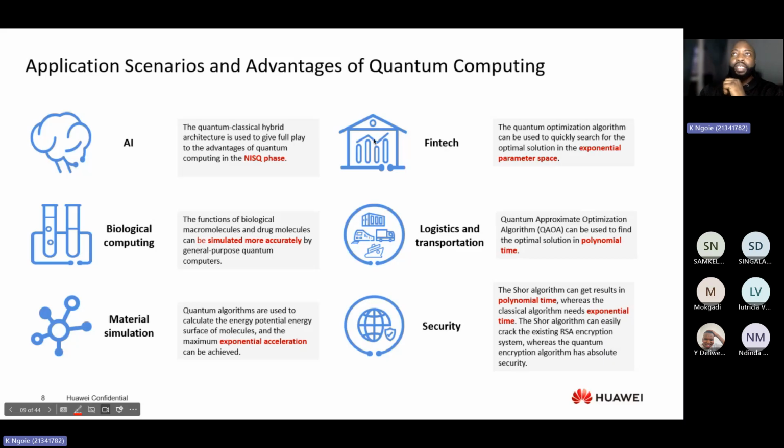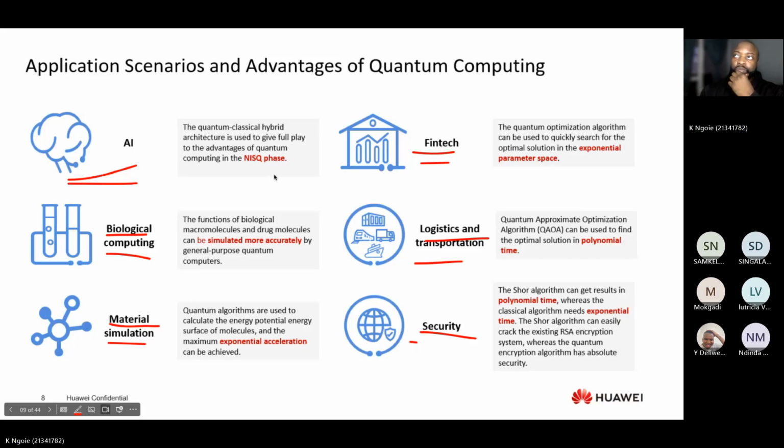Quantum computing can be applied in many scenarios when we're dealing with AI, biological computing, material simulation, fintech, logistics, transportation, security. So we have many areas where quantum computing can really be used. So we're looking at, for example, AI.